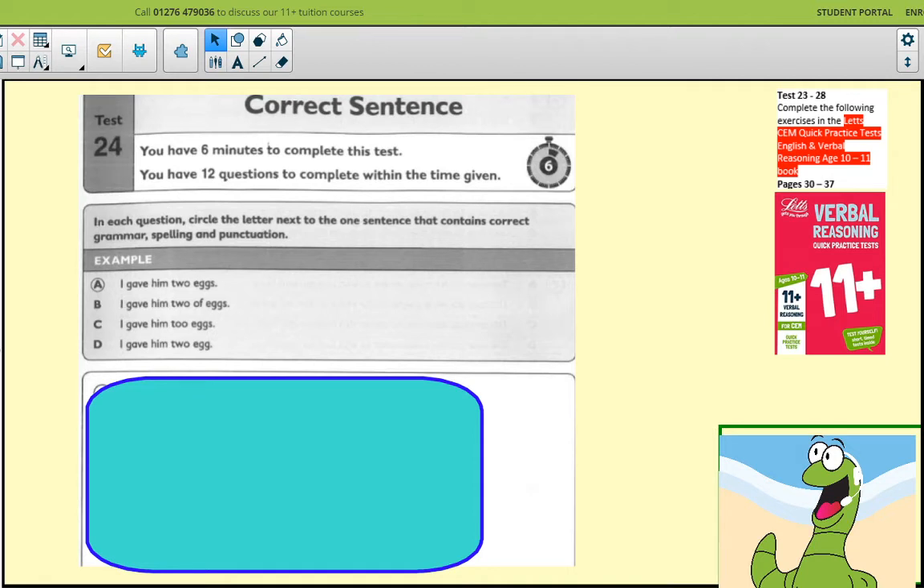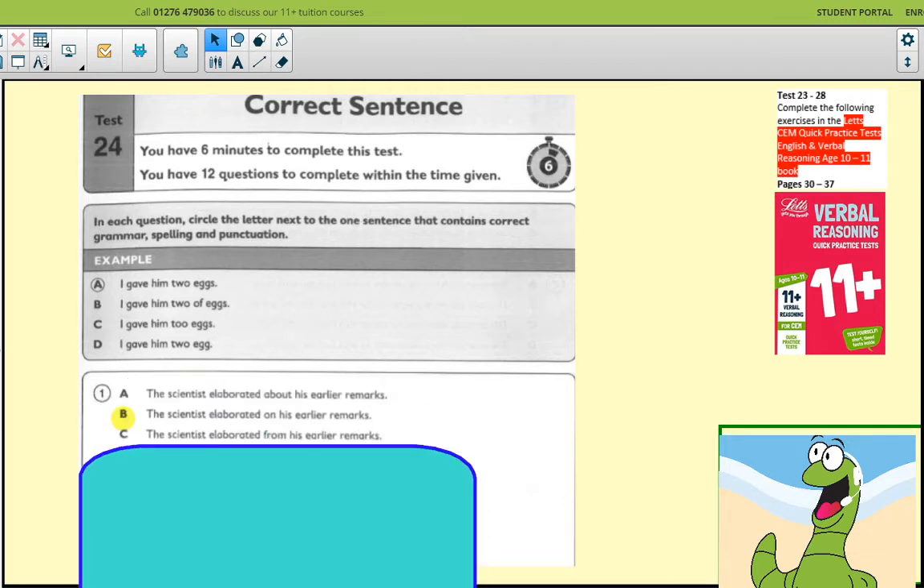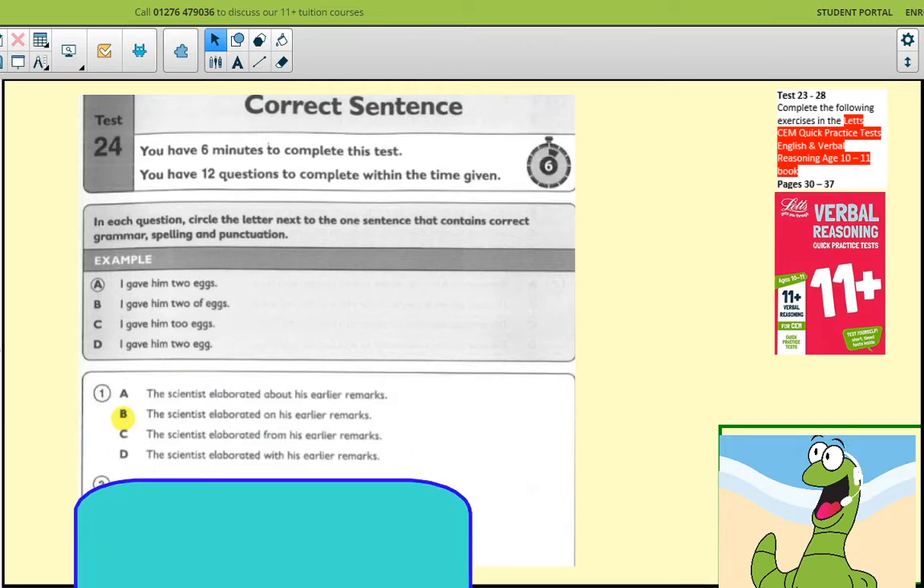I gave him 2 eggs. That's the wrong spelling of 2. For the number 2, it is spelled TWO. And here we're missing an S. I gave him 2 egg. So remember, you're looking for how it sounds grammatically and whether things are spelt correctly and punctuated correctly. So number 1 was B. The scientist elaborated on his earlier remarks. Elaborate, to elaborate, that means to make something clear.